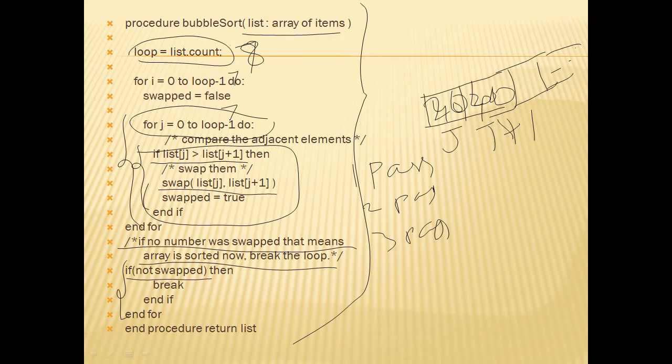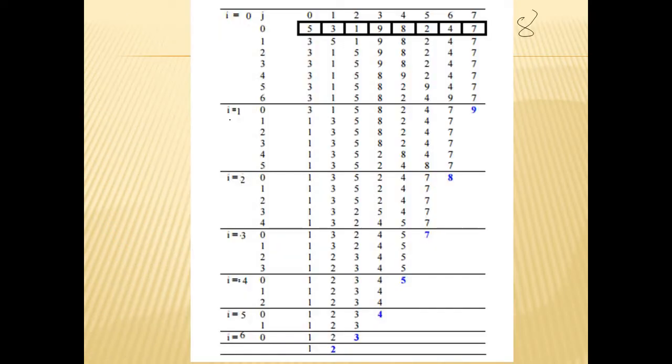Here what we are doing: list of j, the 0 cell, is it greater than list of j plus 1, the first cell? These two are being compared. 5, is it greater than 3? Yes. Then what will we do? Swapping. After swapping we get these two elements swapped, and the remaining are all the same.